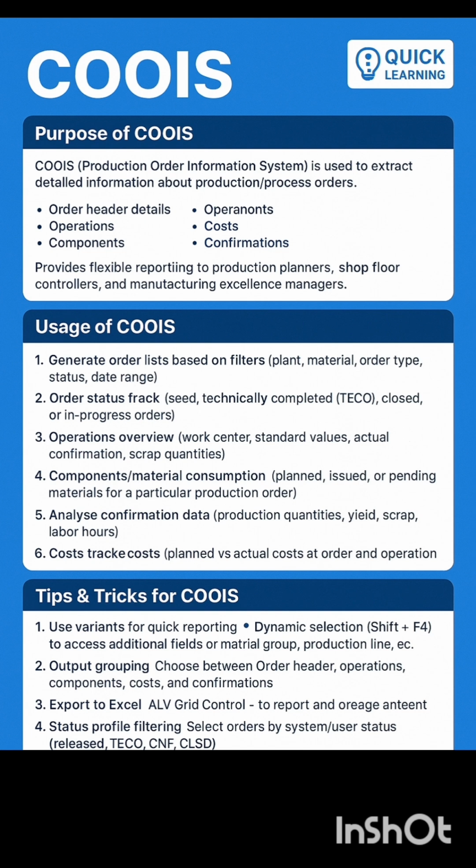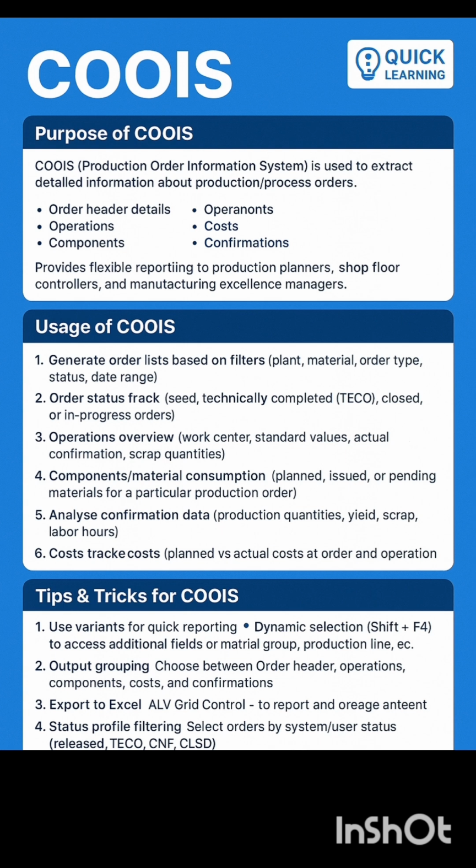COOIS, Production Order Information System, is used to extract detailed information about production process orders: order header details, operations, components, confirmations, costs. It provides flexible reporting to production planners, shop floor controllers and manufacturing excellence managers. In usage, it generates order lists based on filters, order status, operations overview, and component and material consumption. It analyzes confirmation data and tracks costs.